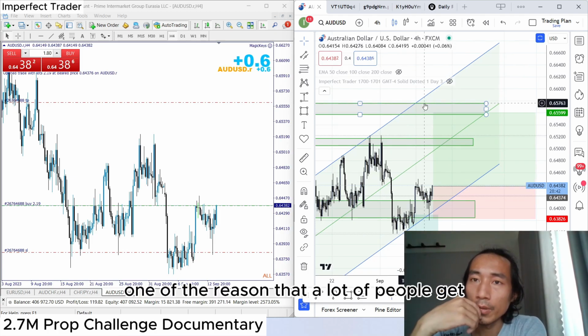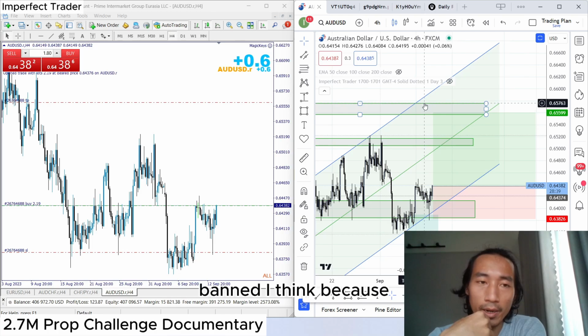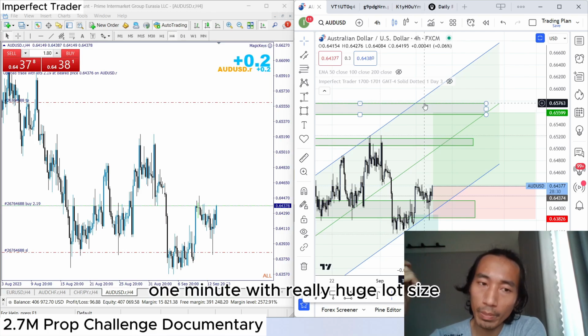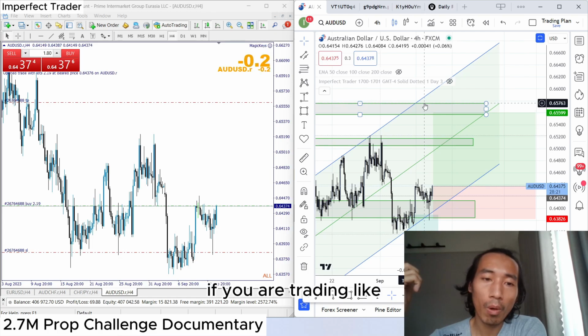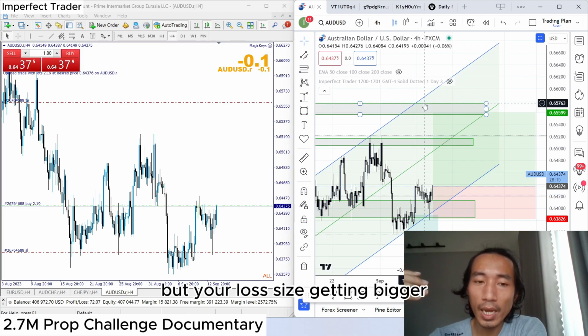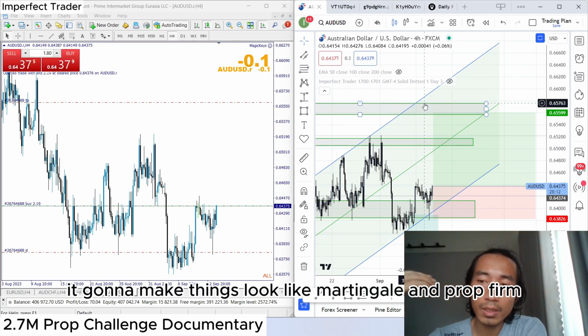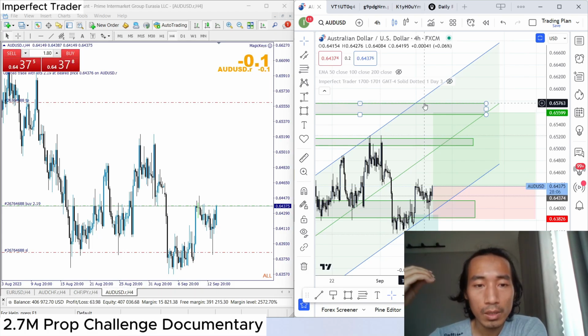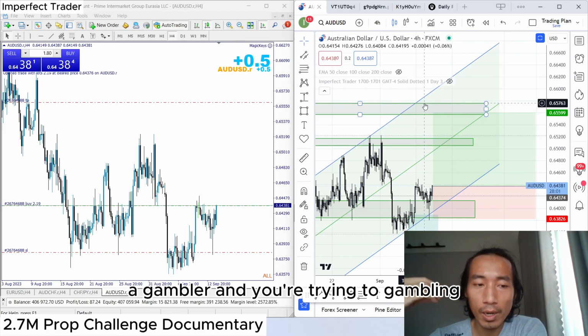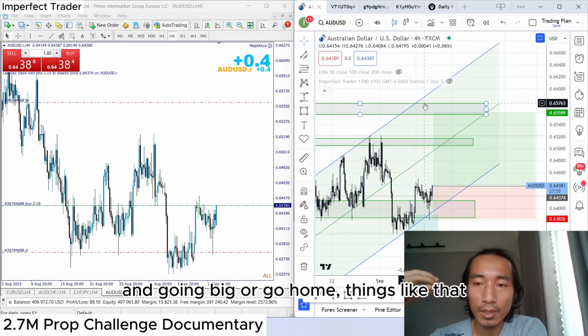One of the reasons that a lot of people get banned, I think, is that if you are trading the 1 minute chart with really huge lot size, that's high risk trading. If you are adding to a losing position and your lot size is getting bigger, it's gonna make things look like martingale, and prop firms have a tendency to mark you as a gambler, going big or go home, things like that.